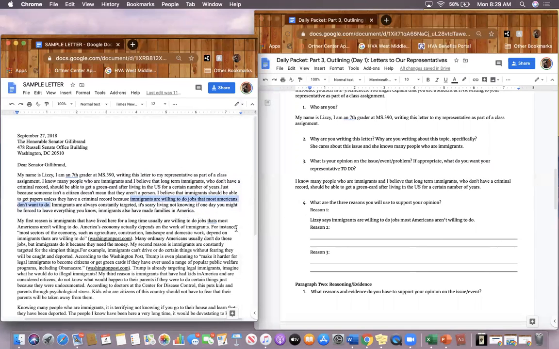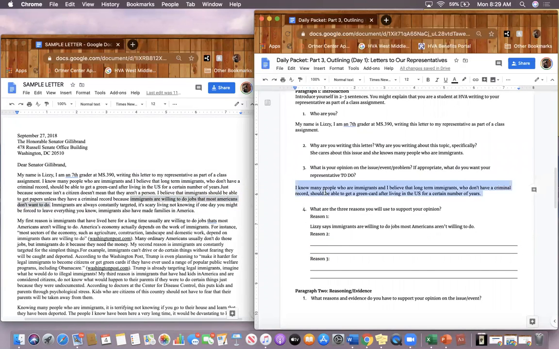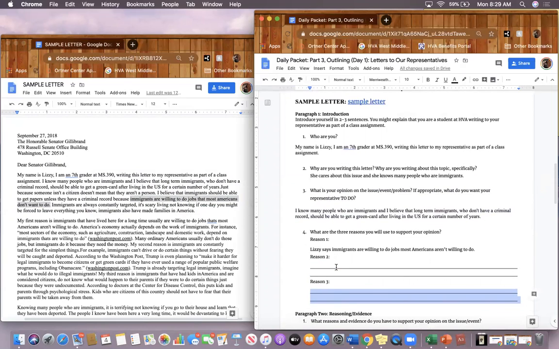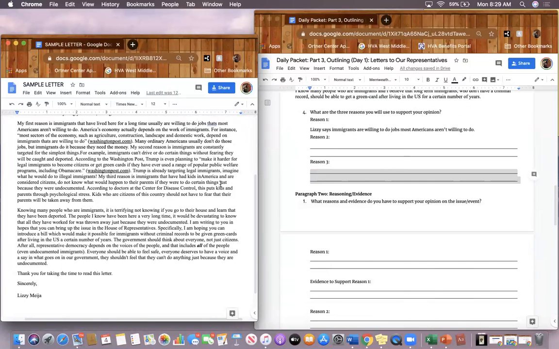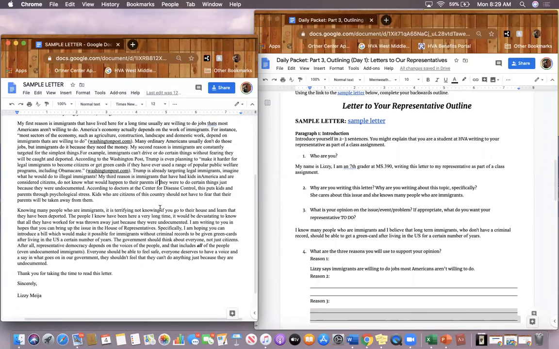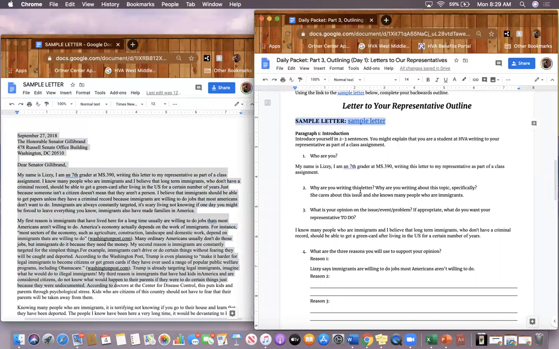If I continued outlining, I could find the second reason Lizzie gives to support her opinion, the third reason as well. Then I would go on to paragraph 2, both in my outline and in the sample letter. And I'm going to continue to fill in the outline according to Lizzie's letter, according to the sample letter. So you are not answering these questions for yourself. You are answering them according to the information in the sample letter.